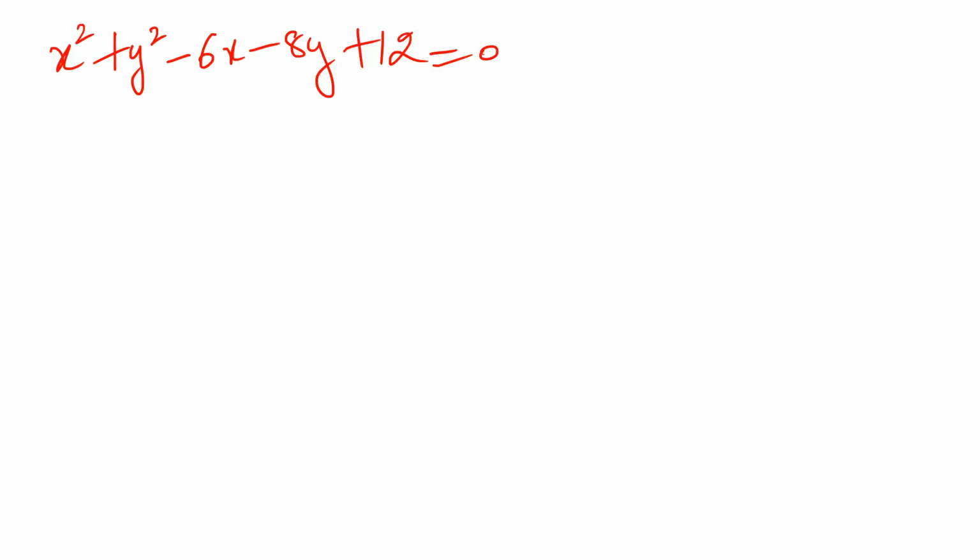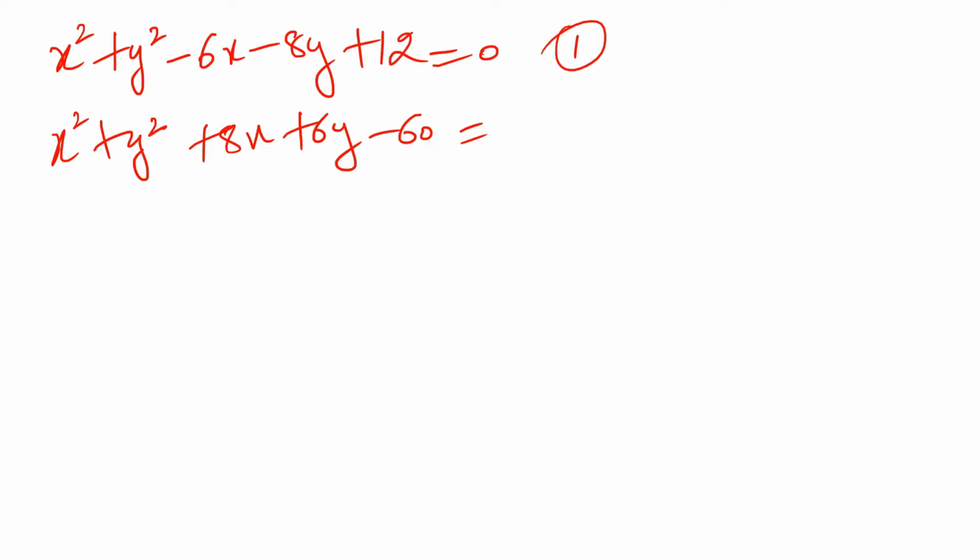Now students, we have obtained the equation of the two circles as x square plus y square minus 6x minus 8y plus 12 is equal to 0. This is the equation of the first circle. And the second we have obtained as x square plus y square plus 8x plus 6y minus 60 is equal to 0. As I have already told you, these two circles are going to intersect each other in two distinct points. Now, what is another thing that is going to be special about them?